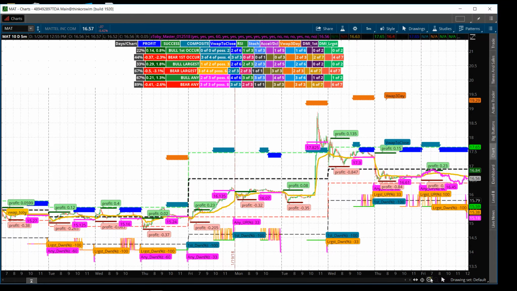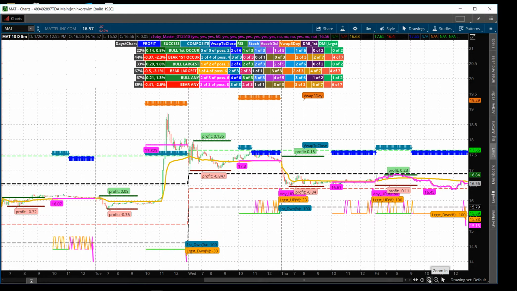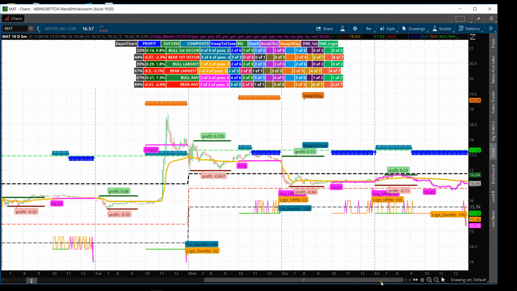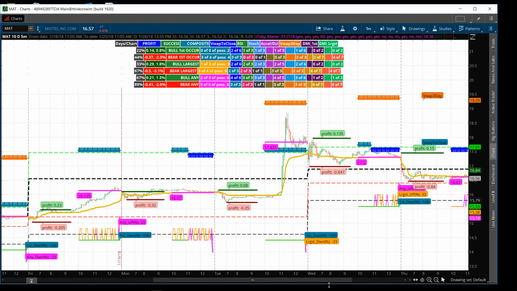I need to zoom in on that a little bit. I lost my place. This is Tuesday to Wednesday. Okay, so you can see that between Tuesday and Wednesday, it went down and it predicted down. So that's 3 for 3. So you can see why it says 3 for 3.